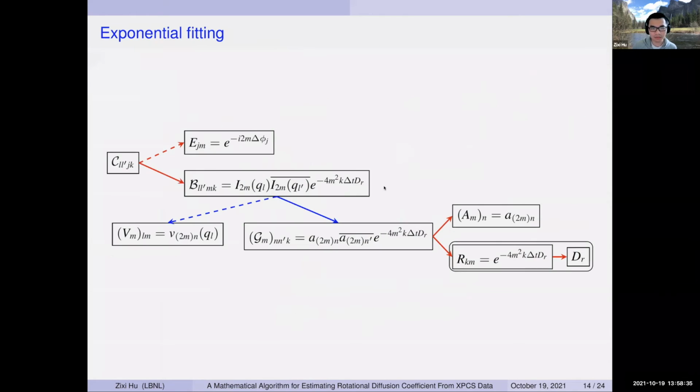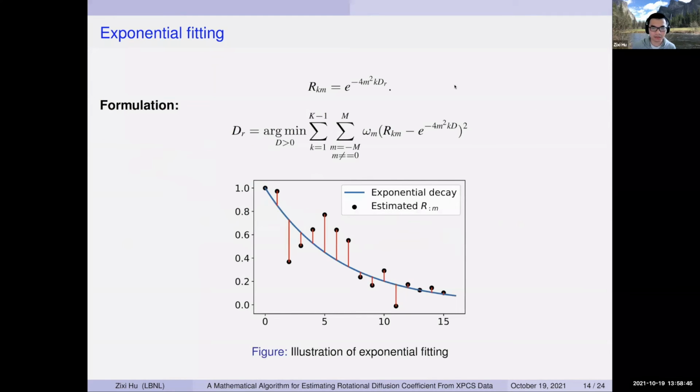Once we have all of the decays, the last step is to estimate the rotational diffusion coefficient from these exponential decay factors. For each n, we can get a vector of decay factors. Putting them all together, we have a matrix of such factors. Then by minimizing the squared distance between the estimated decaying factor Rkn and the theoretical decaying factor e to the negative 4 times n times m squared times k times Dr times the delta t, we can give an estimation of the rotational diffusion coefficient Dr. This is the last subpart of the MTECS algorithm.